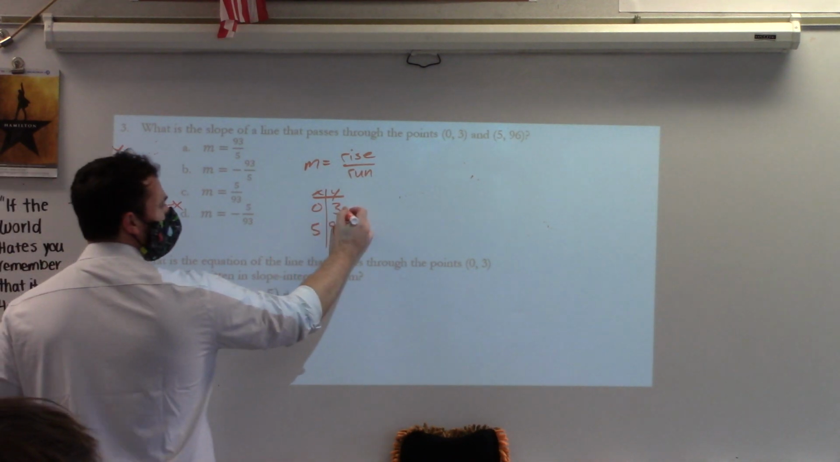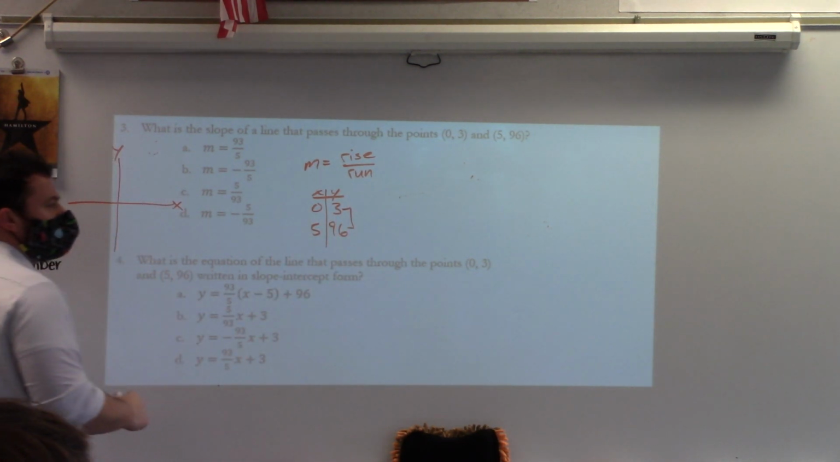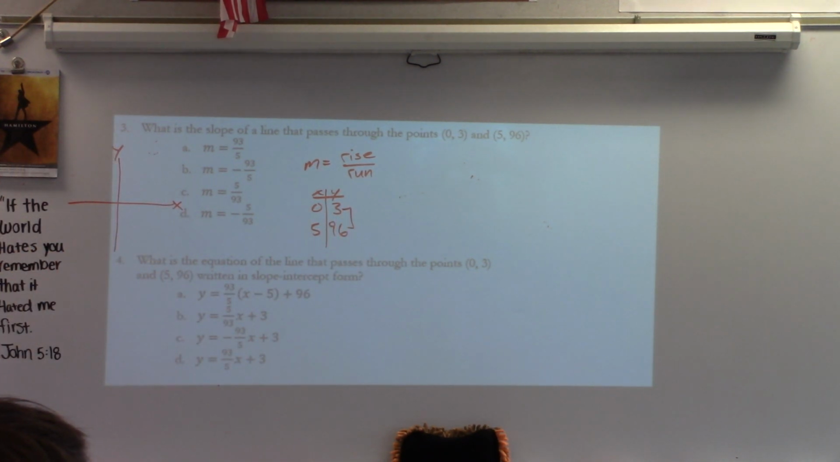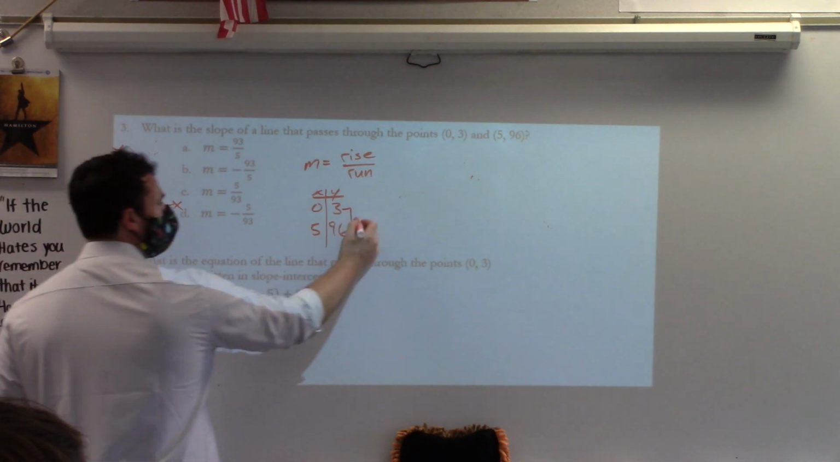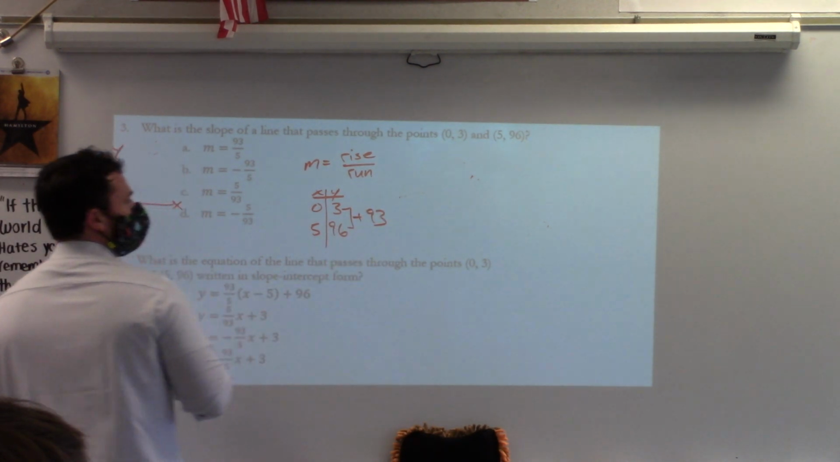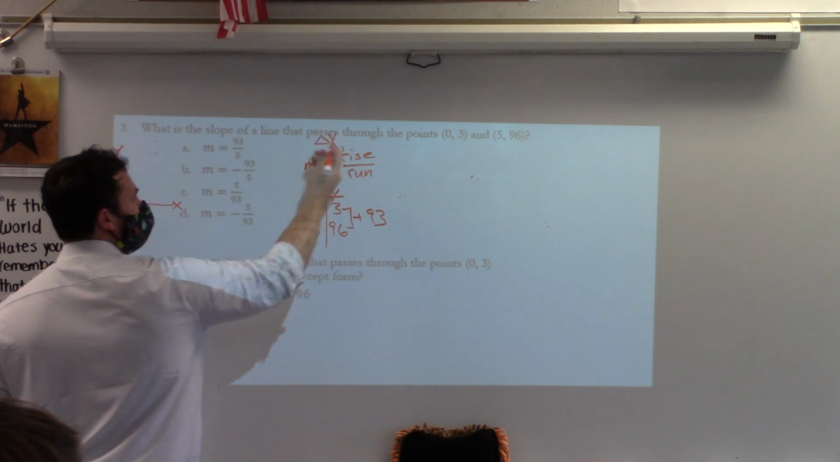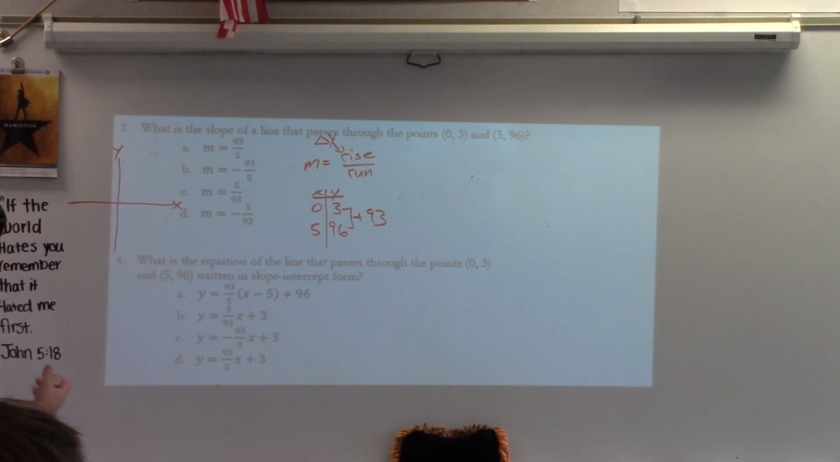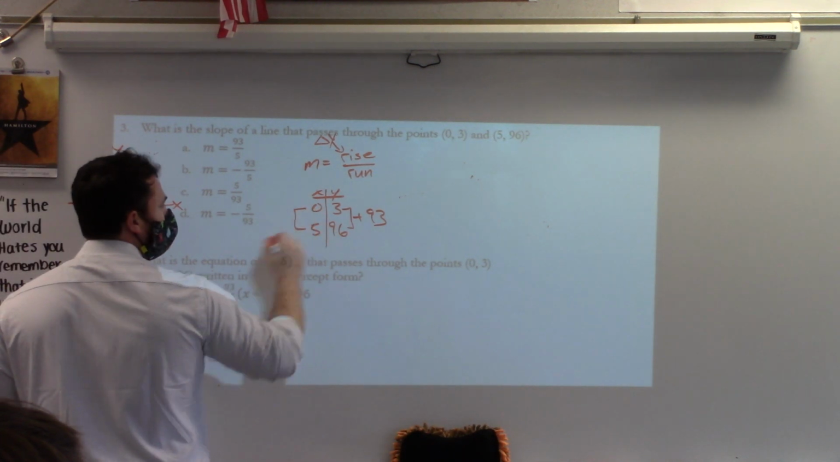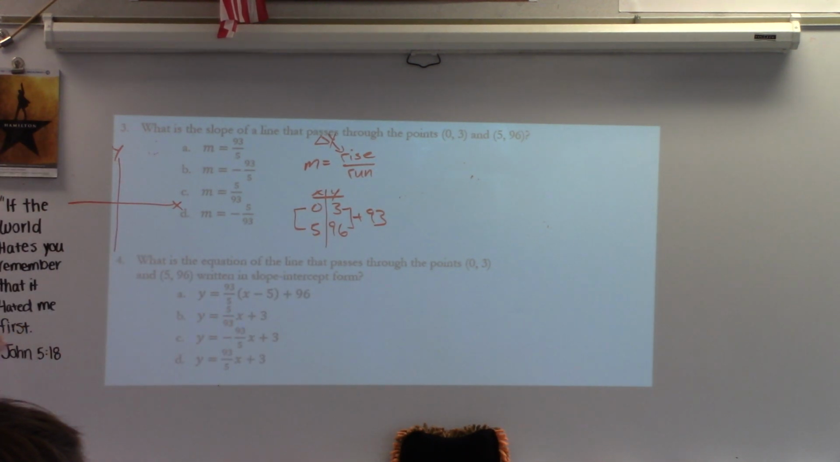So, if I'm rising, how much is the y changing? What are we doing to go from 3 to 96? 93. Which means, delta y is how we say the change in y, but rise is the change in y. So the run must be my x. How much are we changing for the x? Plus 5. So it is A.